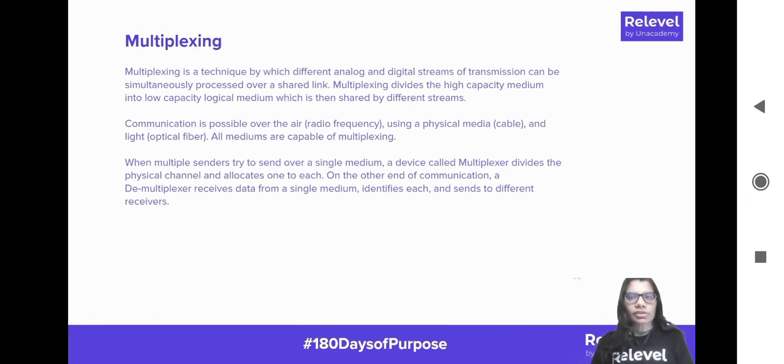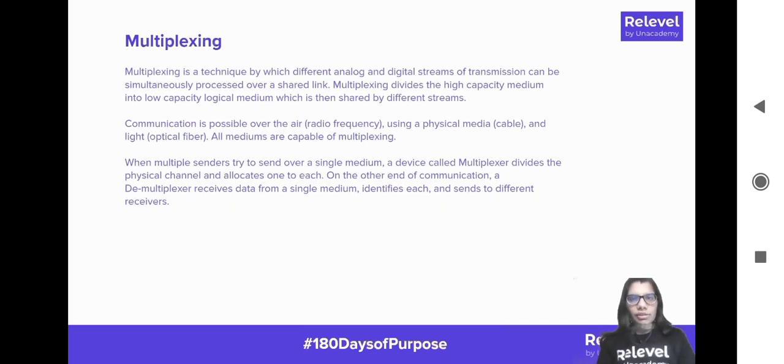When multiple senders try to send over a single medium, a device called a multiplexer divides the physical channel and allocates one to each. On the other end of the communication, a demultiplexer receives the data from a single medium, identifies each, and sends it to the different receivers correspondingly. Now let's talk about the different types of multiplexing.